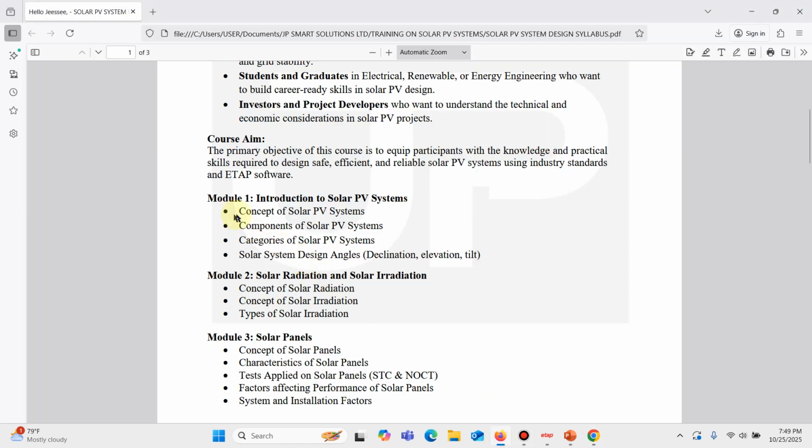All right, so we've been able to cover module one over here, and next we'll be moving into module two, which is solar radiation and solar irradiation.